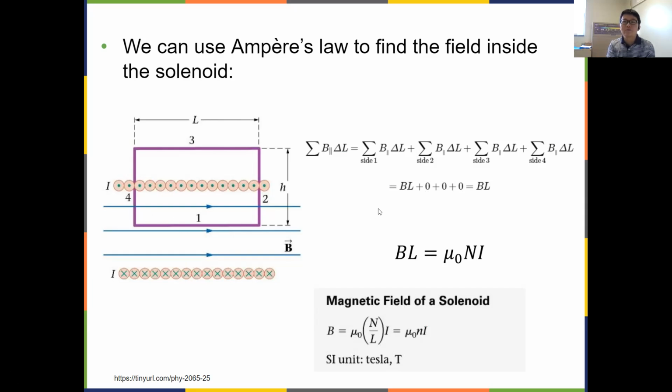Only on this one side we will have B times L. And that should be equal to mu naught I enclosed. I enclosed is n times I. So you have this many turns enclosed by this rectangle, that gives you that number n. So BL equals mu naught n I. So the B field will be equal to mu naught n over L times I. So this is the total number in the length L divided by L, that gives you small n, the number density of the turns in a unit length. So the magnetic field of a solenoid is equal to that, either this expression or this expression.